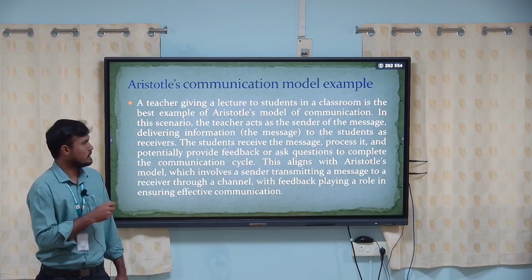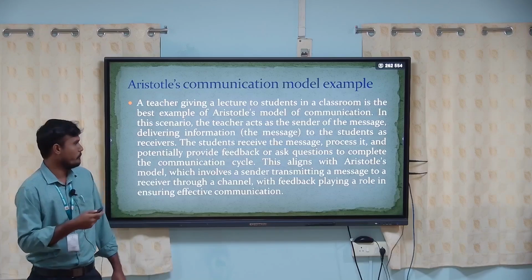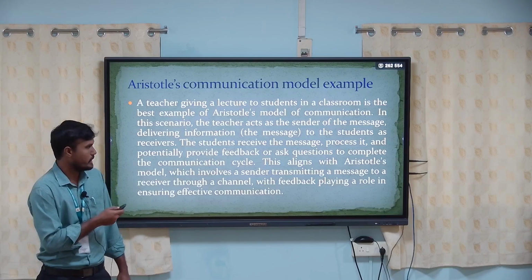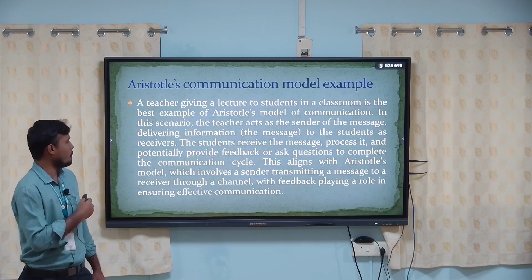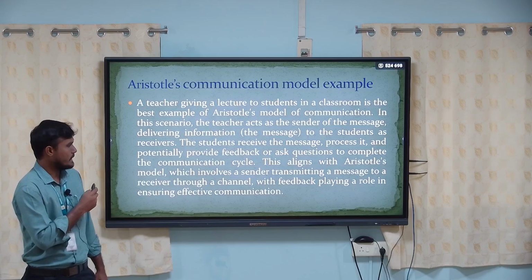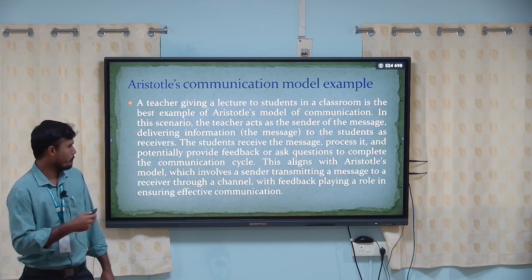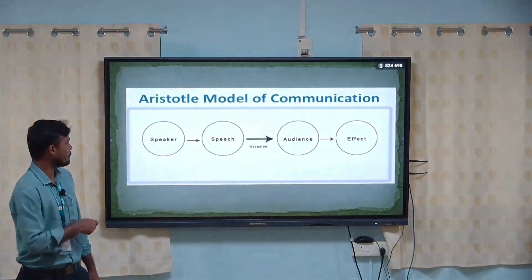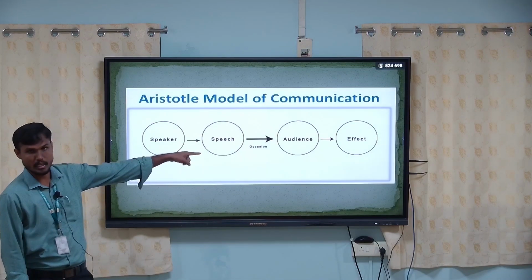In this scenario, the teacher acts as the sender of the message. The teacher is the sender, delivering the information, the message, meaning the content, to the students. The students are the receivers. The students receive the message, process it, and potentially provide feedback or ask questions to complete the communication cycle. This aligns with the Aristotle model of communication, which involves the sender transmitting a message to the receiver through the channel. Channel means medium, with feedback playing a role in ensuring effective communication. The Aristotle model diagram: speaker, speech, occasion, audience, and effect.